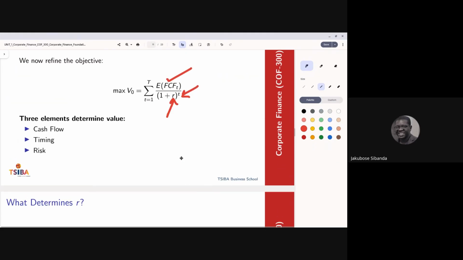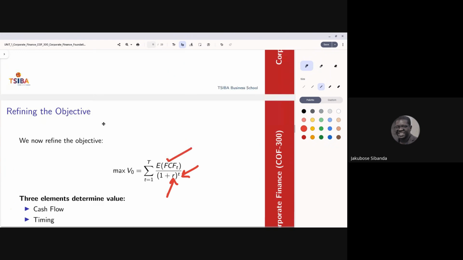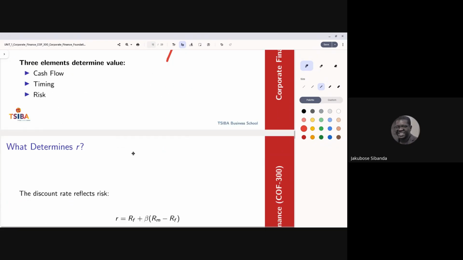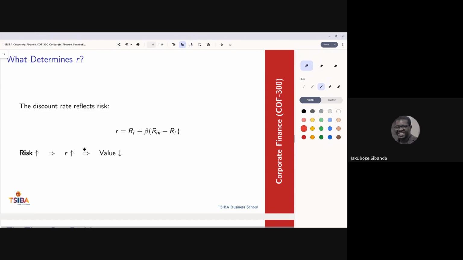So, but how do we get the R? Because I think we saw the free cash flow. We kind of saw this is it here, the free cash flow. The T will be given. What about the R? So this is how you determine the R. The discount rate reflects the risk, which is equal to RF, very important, plus beta in brackets, you've got RM minus RF.